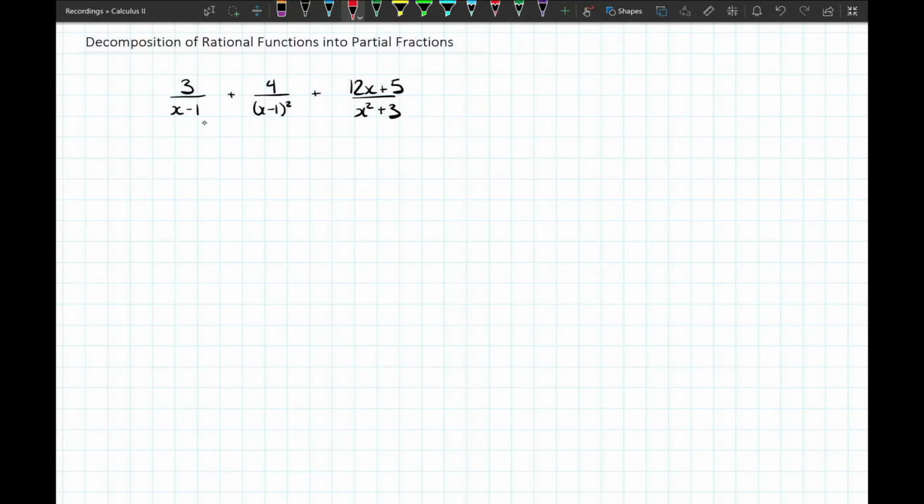So you see that in one of these expressions I have x minus 1, and in another one of these expressions I have the denominator (x minus 1) squared. Well, okay, then I'll definitely need to make sure that I have a common denominator of (x minus 1) squared, but I don't need to have (x minus 1) cubed.